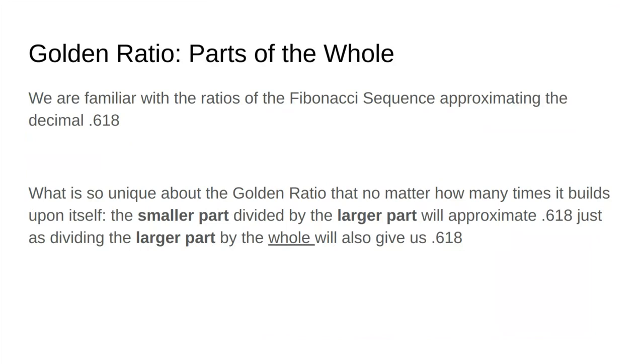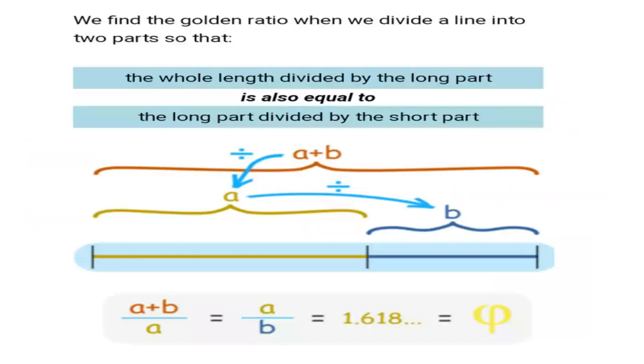And now to our enrichment. We are familiar with the ratios of the Fibonacci sequence approximating the decimal 0.618. What is so unique about the golden ratio is that no matter how many times it builds upon itself, the smaller part divided by the larger part will always approximate 0.618, just as dividing the larger part by the whole, meaning the larger part and smaller part together is the whole, will also give you that ratio.